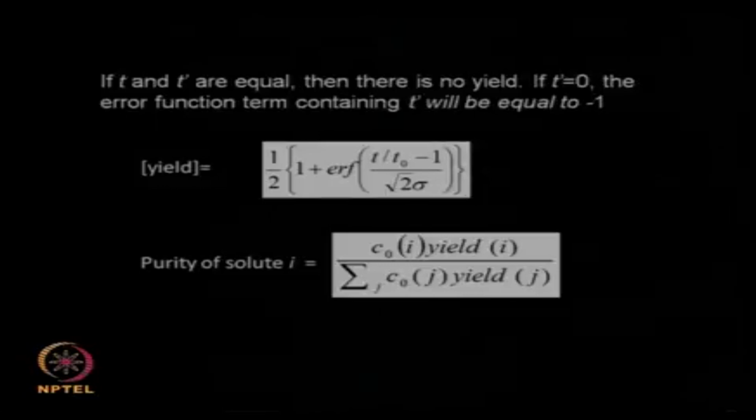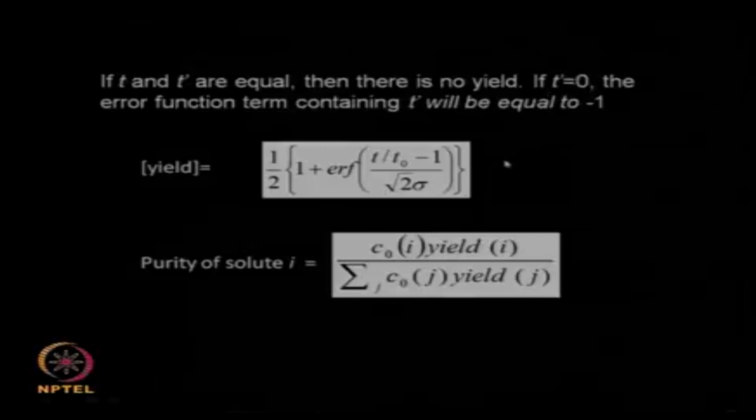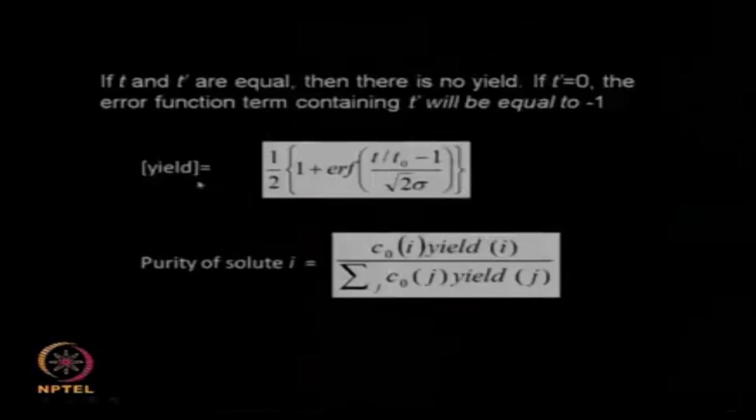So if t and t dash are equal, then there is no yield, obviously. And if t dash is equal to 0, that means from time equal to 0 itself I have started collecting, the error function term containing t dash will be minus 1. So what will happen? Yield will become half of 1 plus error function t by t naught minus 1 divided by square root of 2 sigma. So if I am collecting from time equal to 0 to some time t, then the yield will be half of 1 plus error function t by t naught minus 1 divided by square root of 2 sigma.